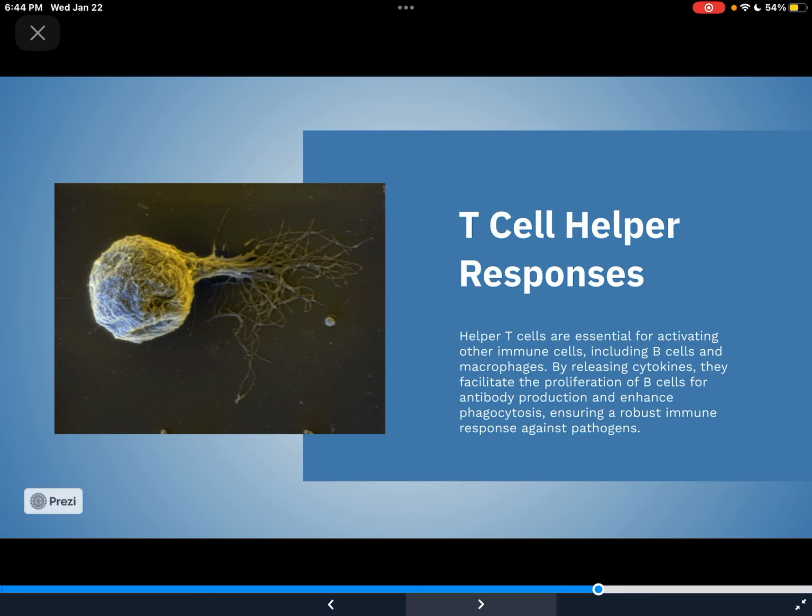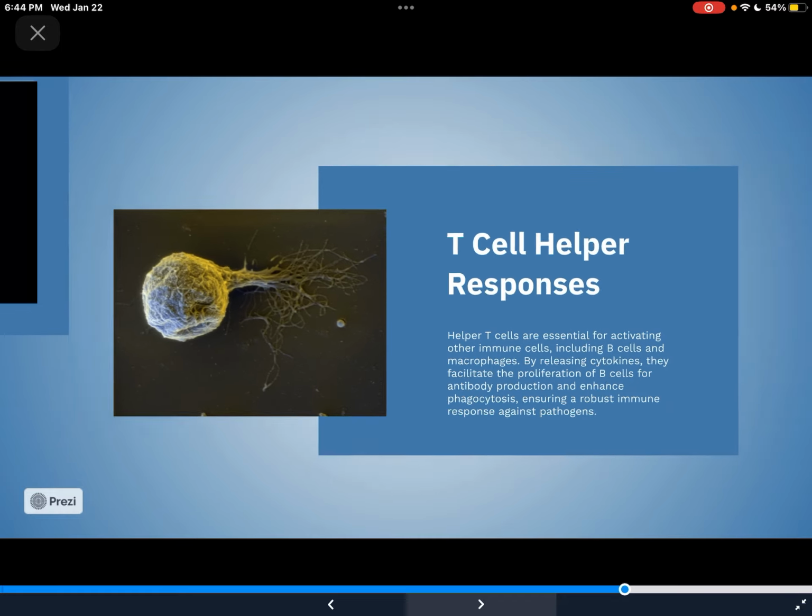T-cell helper responses. Helper T cells are essential in activating other immune cells, including B cells and macrophages. By releasing cytokines, they facilitate the proliferation of B cells for antibody production and enhance phagocytosis, ensuring a robust immune response against pathogens.